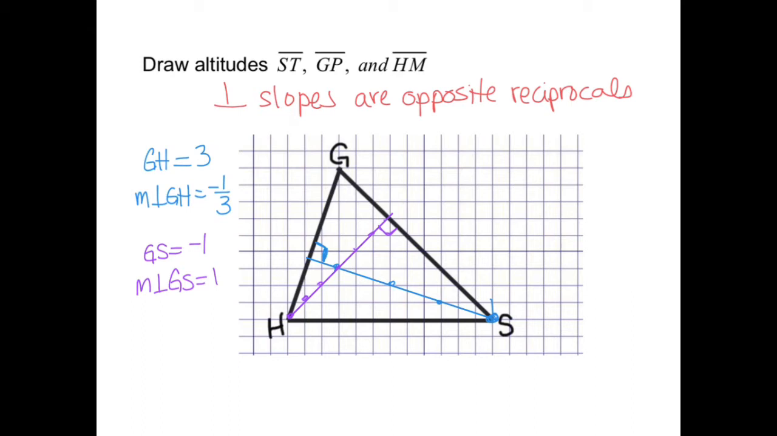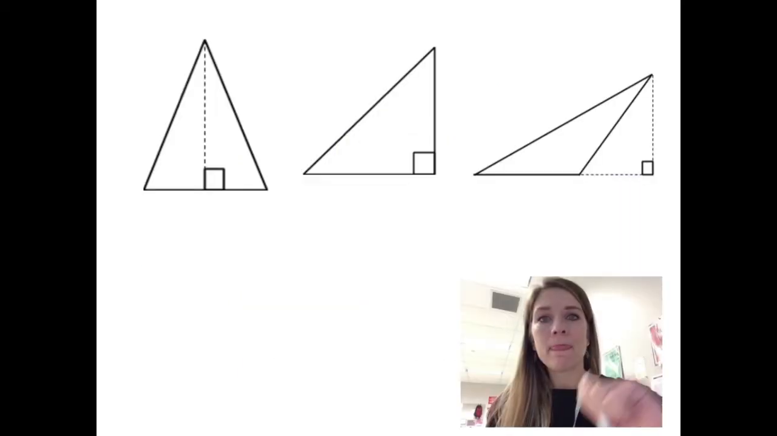My last vertex, starting with G, I don't need to do any calculations because HS is a horizontal line, so I just need to create the straight vertical line from G. So there are my 3 altitudes.